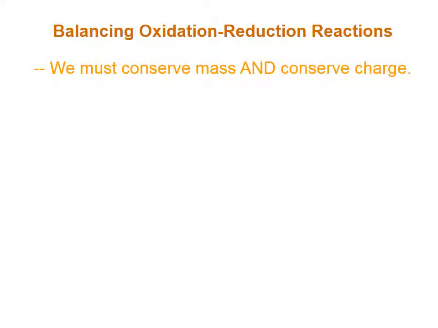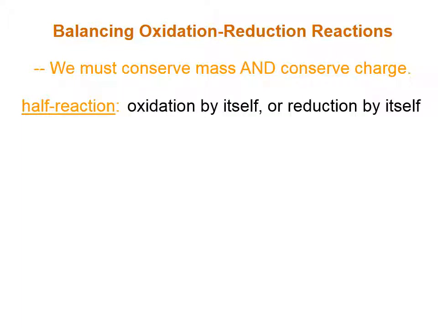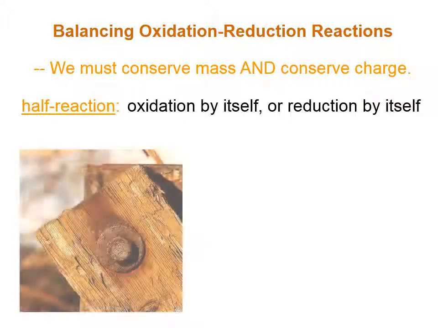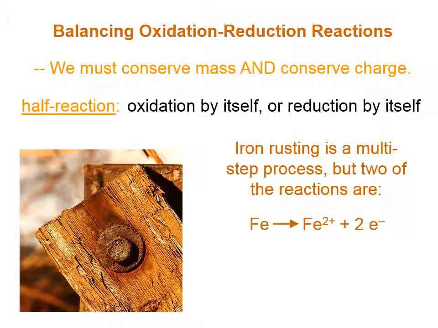When we balance oxidation-reduction reactions, we have to conserve mass and conserve charge. A half reaction is either the oxidation by itself or the reduction by itself. For example, when iron rusts, there are many steps in this process, but two of them are this one here and that one right there.